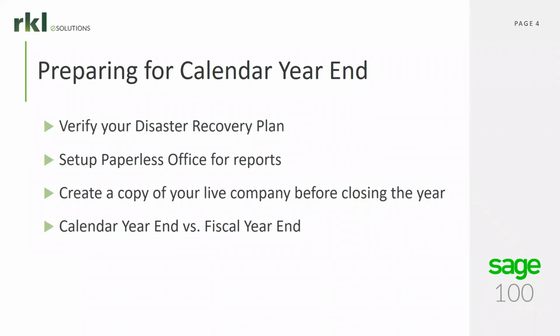Next, you'll want to be sure that you have the correct options chosen for your paperless office period end reports. And this can be done in the paperless office module under the setup menu in the period end report maintenance task. You'll want to create a copy of your live company before closing the year. That's done under the company maintenance task in Library Master. And finally, understand the differences between the calendar year end and the fiscal year end in Sage 100.